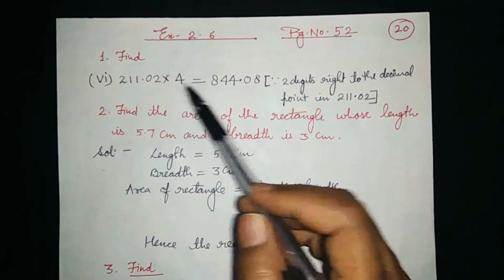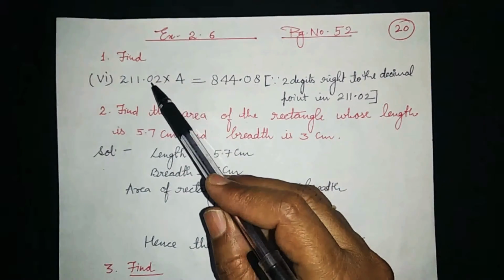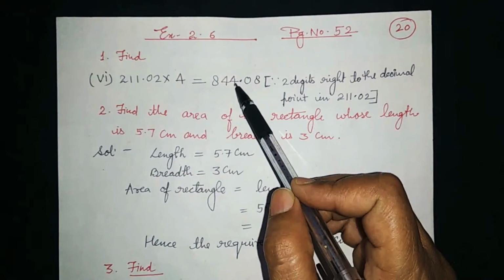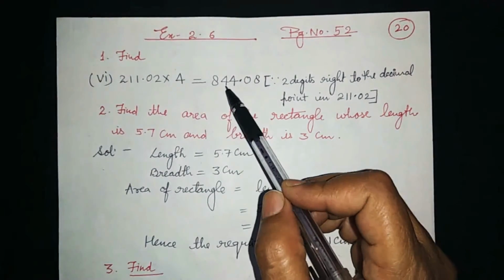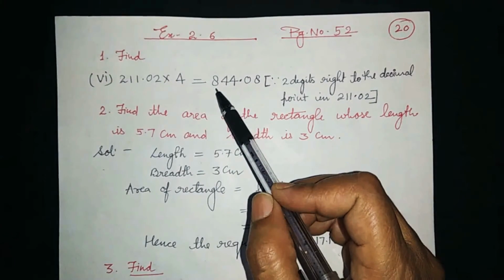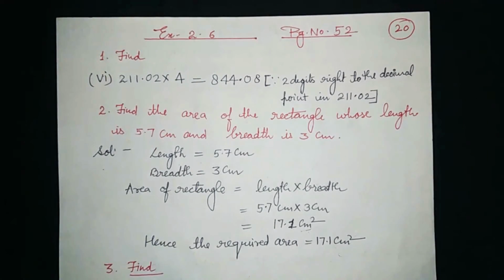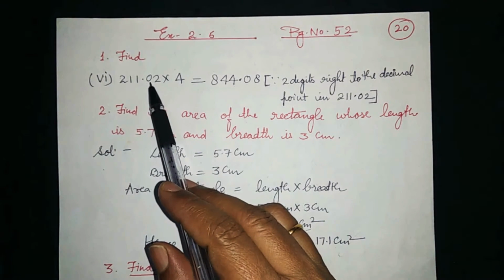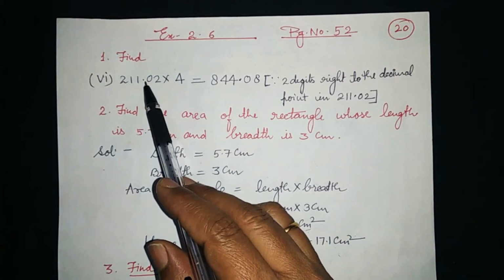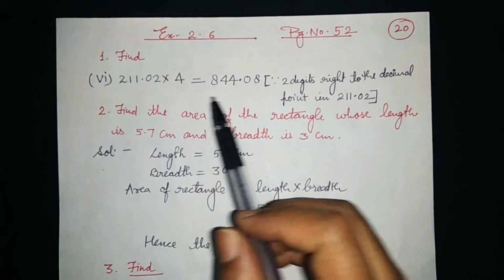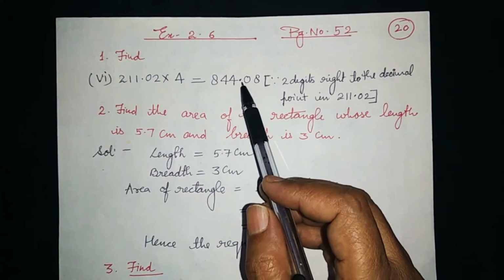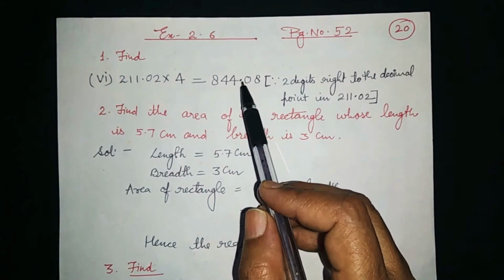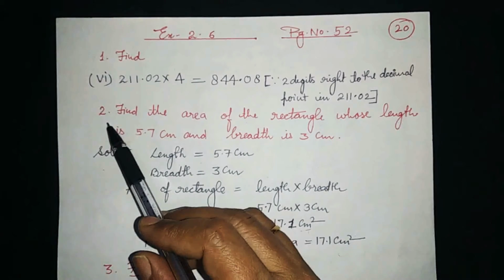4 2s are 8. 4 into 0, 0. And 4 1s are 4. 4 1s are 4. 4 2s are 8. Now we have to put the decimal in the product. We can see there are 2 digits after this decimal. So what we have to do? From the last we will leave 2 digits and then we will put the decimal between 4 and 0. Now see the second question.